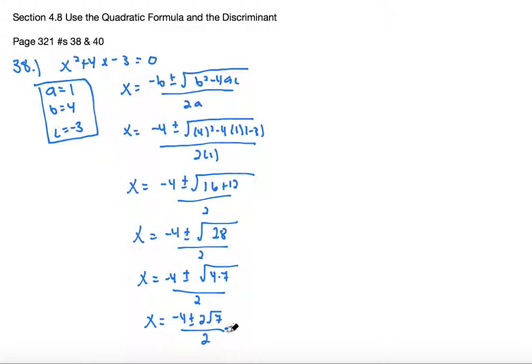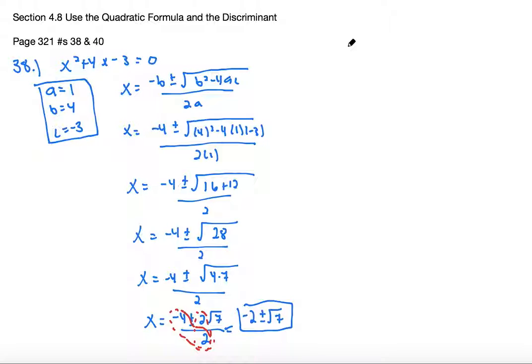So we have x equals negative 4 plus or minus 2 square roots of 7 all over 2. And then this finally simplifies. Now remember, when we're dividing out by the 2, that 2 has to be divided by every term in the numerator. So when you do that, you end up getting negative 2 plus or minus the square root of 7. And there are your two roots.